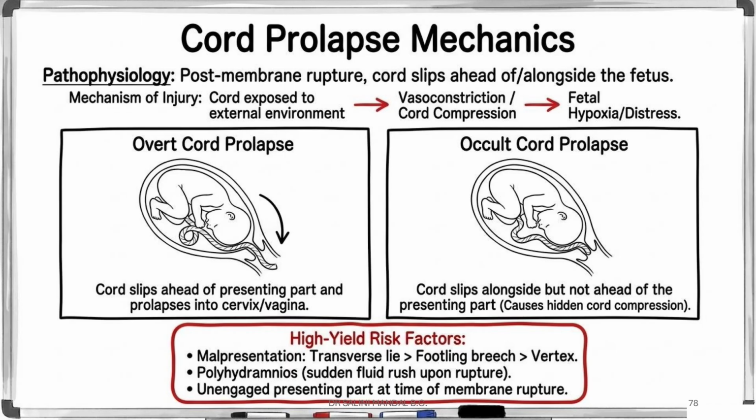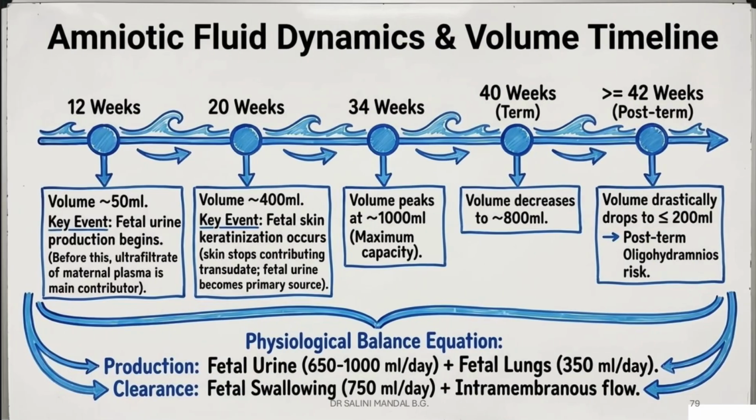So what are other features where cord prolapse can occur? Transverse lie, footling breech, and vertex. Vertex is the least common one. Polyhydramnios also can lead to an unengaged presenting part at the time of membrane rupture. That also can lead to a cord prolapse.